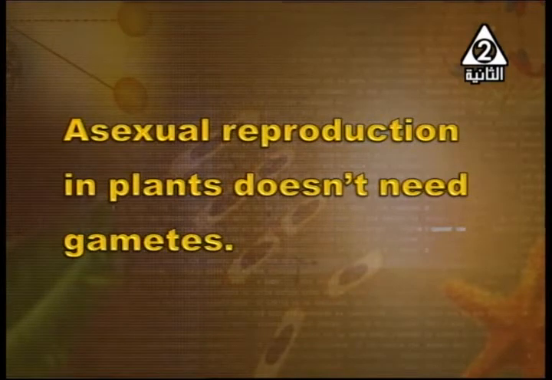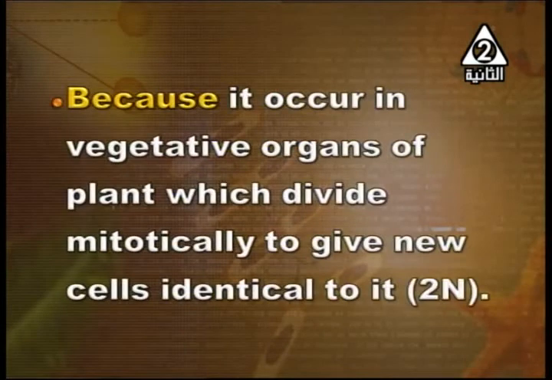nucleus. Another type of question: asexual reproduction in plants doesn't need gametes. Why does the asexual reproduction in plants not need gametes? This is because it occurs in the vegetative organs. The vegetative organs are the stem, the leaf, the root, and also the bud, without any need for the seeds. This is because it occurs in the vegetative organs of the plant, which divide mitotically to give new cells identical to the parent cell, which carry the complete number of chromosomes, which is 2N.